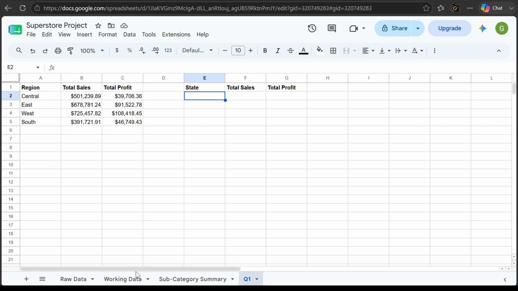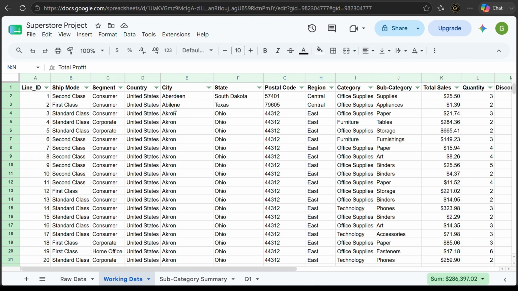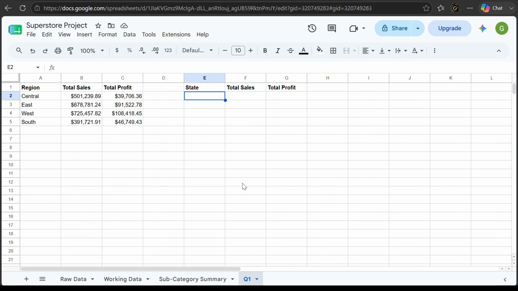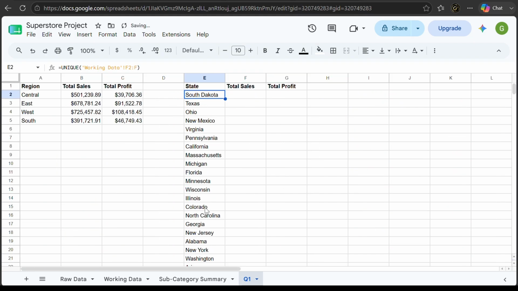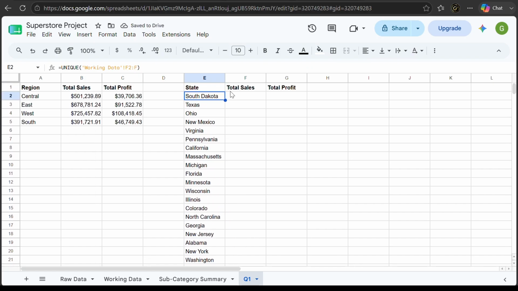So here we're going to fetch all the states that are here. So we just simply say, where are all the states? All the states are in F, right? So let's just pick out all the states by saying equals unique, and then from working data, we want to pick out everything in column F, right? So I'm going to say F2 down to this guy, and that'll be all here. So we've picked out all the states already.